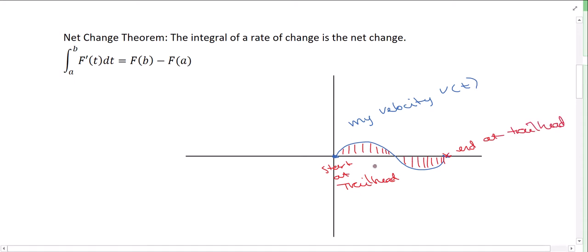So hopefully this gives you an idea of why, in this case, my displacement will be 0. Because the area, this distance, will be the same as that distance, because the distance is the integral of my velocity. And so that will be the displacement.